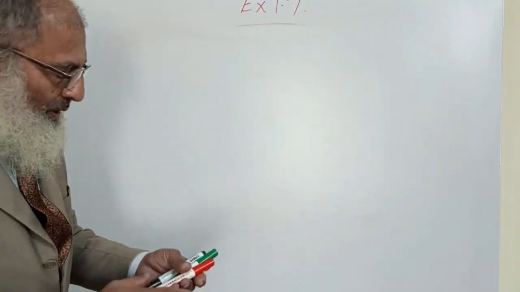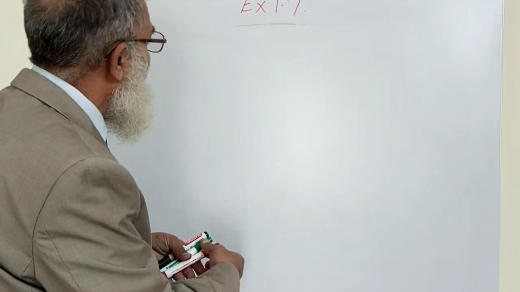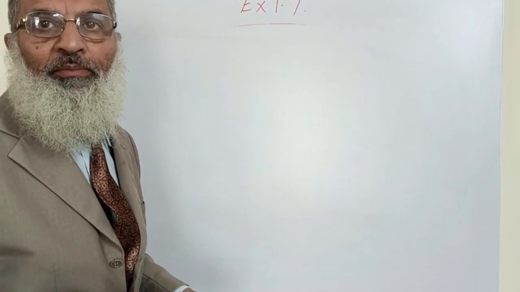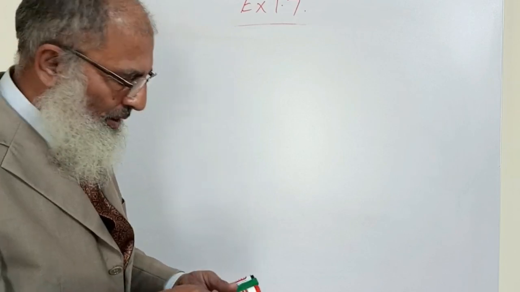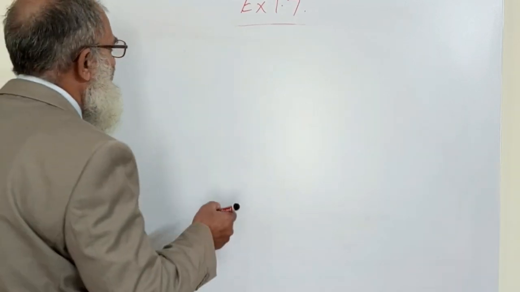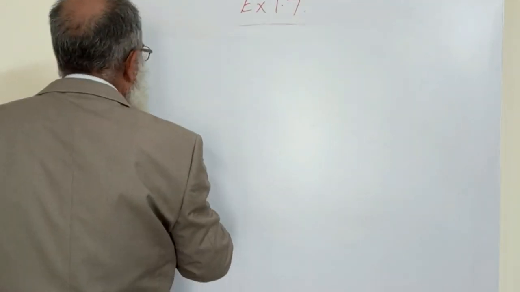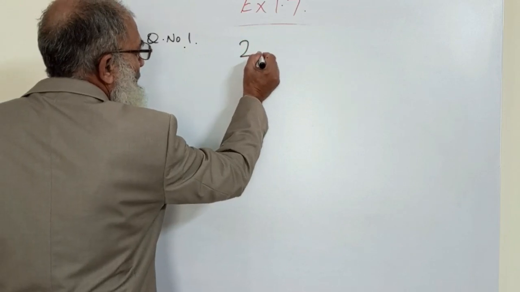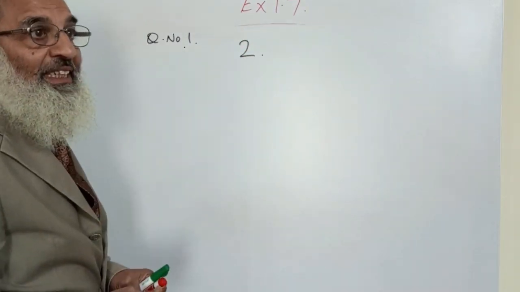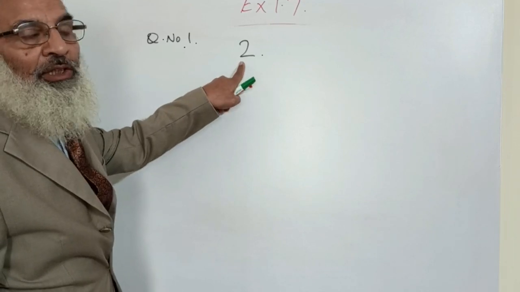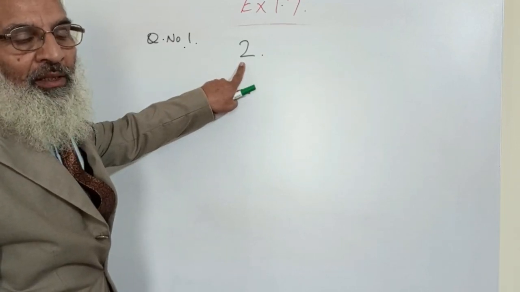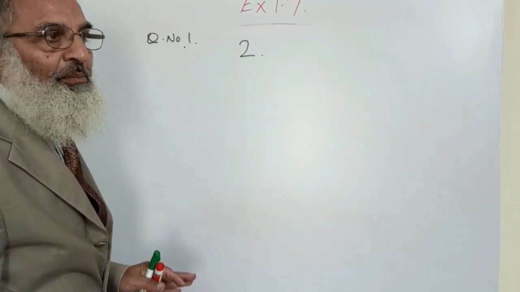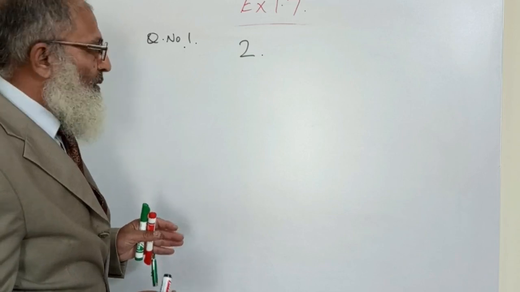So question number 1, exercise 1.7. What does it say? Which is the only even number which is also a prime number? I have already told you, but to solve question number 1, it is 2. It is the only prime number which is also an even number. No other number in the list of prime numbers is even.